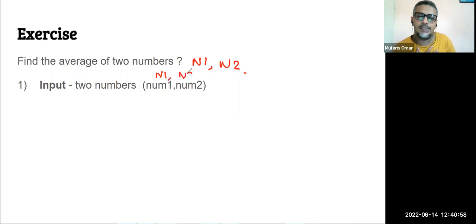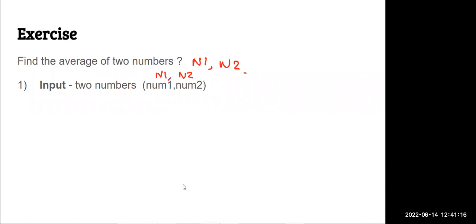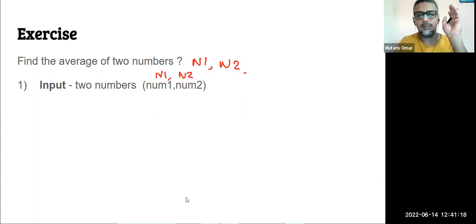What is the process here? What is the process you have written? Very simple. You can send the answers only for the process. I don't need the input, it's very clear. So how about the process? Add N1 and N2. Better you send it into the chat box, so we can see if there is any problem. Add both numbers and divide it by 2. Yes, that's a good answer. And the output is the average. Add N1 and N2 and divide it by 2.